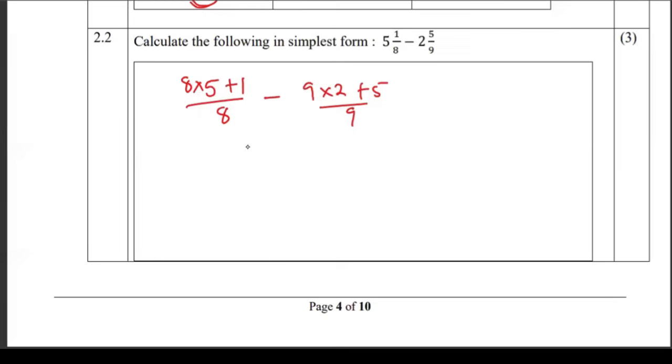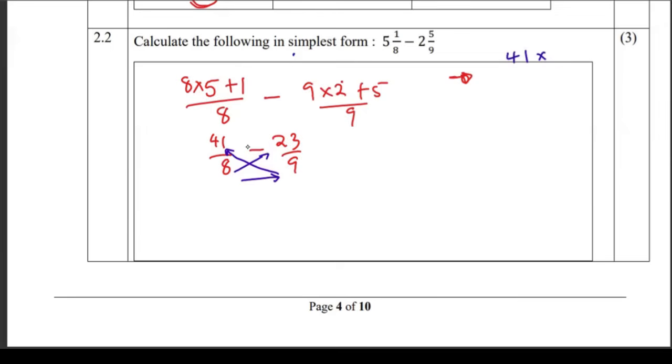So we know that 8 times 5 is 40 plus 1. That's going to be 41 over 8. This is 18 plus 5, which is 23 over 9. Then we can create the same denominators. I believe the examiners were kind of unfair to say no calculators, but we know grade 7s, we have to use the long multiplication. Okay, so let's see. We need to multiply this, that, and that. That's the simplest method I normally use.